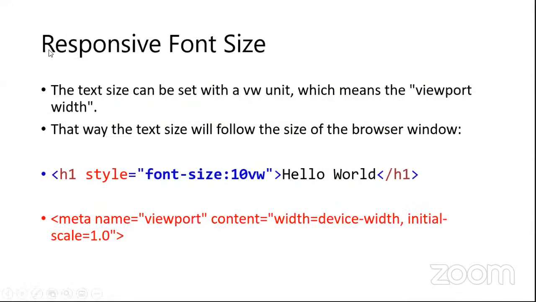So this is the example of responsive font size. As you can see over here, it's written that text size can be set with a vw unit, which means viewport width. Oh, sorry, it's not vertical width. It means viewport width, and the text size will follow the size of the browser window. So this is the example of a responsive font size.